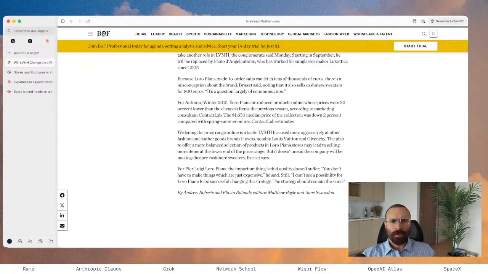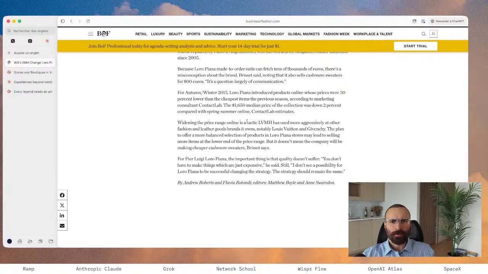There's a misconception on the brand, noting that it also sells cashmere sweaters for 800 euros. It's a question largely of communication.